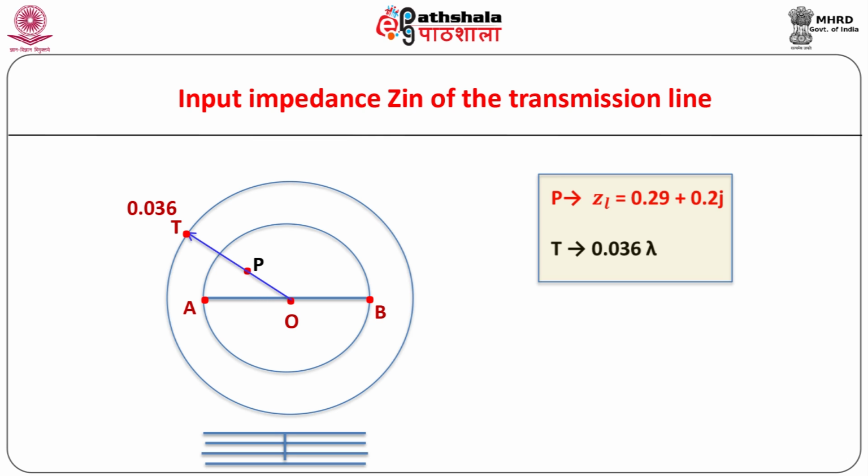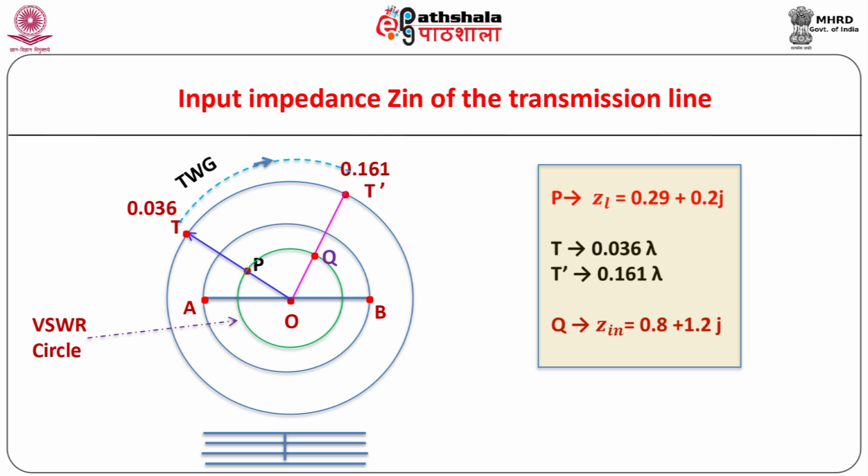Step number 1. Calculate and plot the normalized load impedance ZL on Smith chart. Let point P represent ZL. Step number 2. Join points O and P and extend OP towards P to meet the radial distance scale marked with towards the generator at point T. Note the reading at point T.